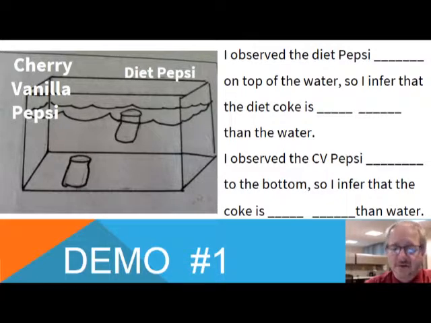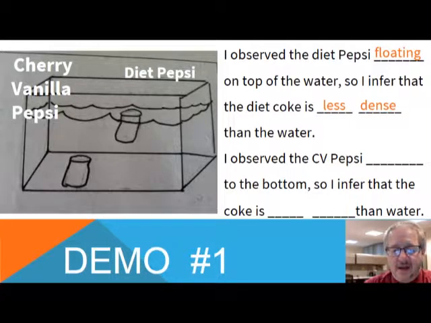So it goes, I observed, what did we observe? The diet Pepsi floating on top of the water. So that's what I observed. So I infer that the Diet Pepsi is, talking about density, so less dense than the water. So my first I observed, so I infer statement is, I observed the Diet Pepsi floating on top of the water. So I infer that the Diet Pepsi is less dense than the water itself.